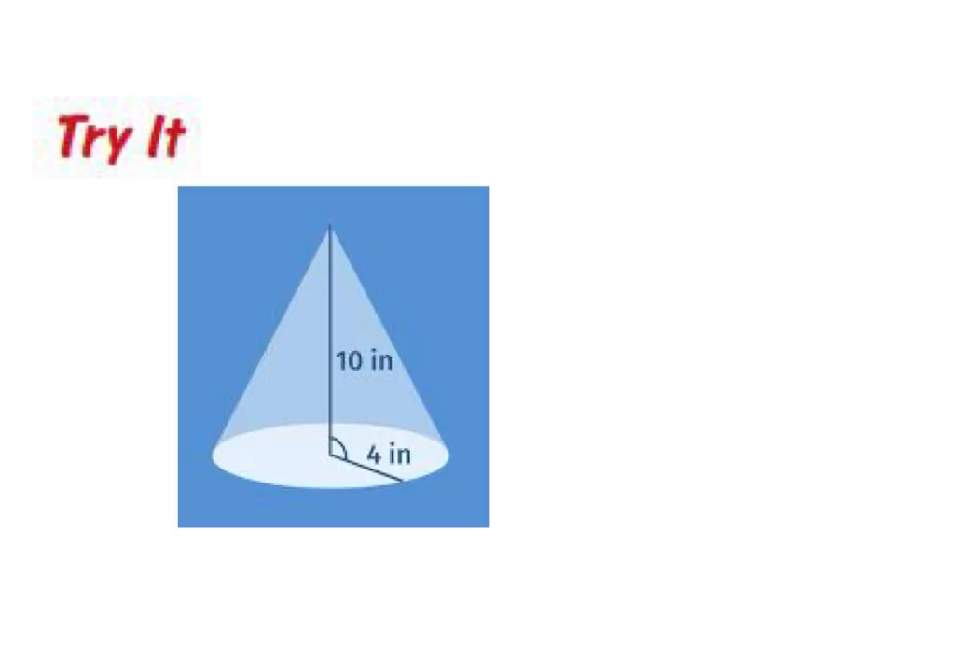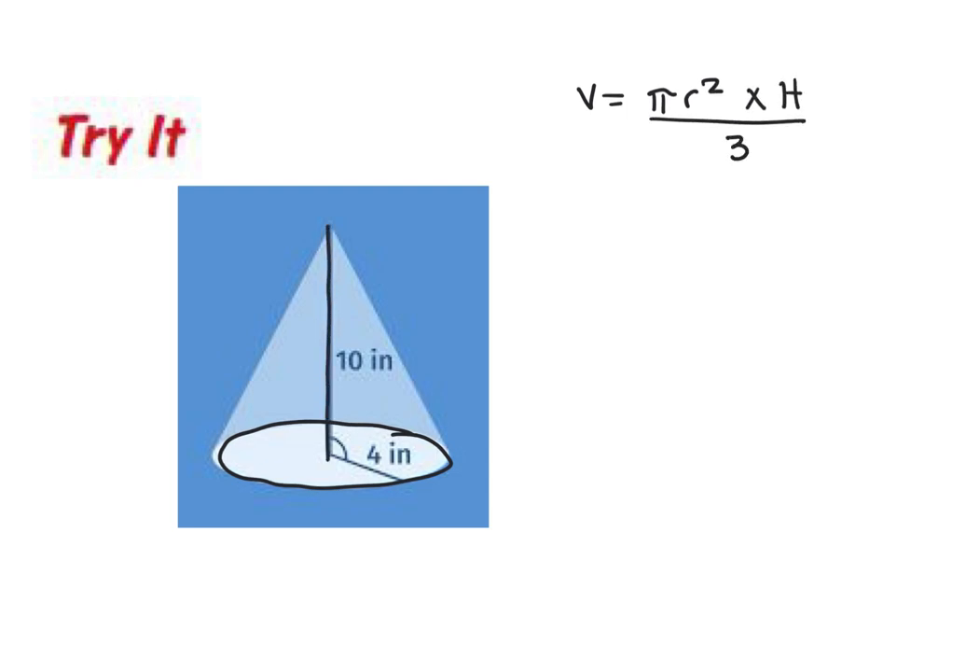And your final try it here is a cone with a height of 10 and a radius of 4. Please try this one on your own, and this will wrap up our lesson for today. So volume is pi r squared, that's the area of the circle, or the base, times the height, and we divide it by 3 because it's a cone.